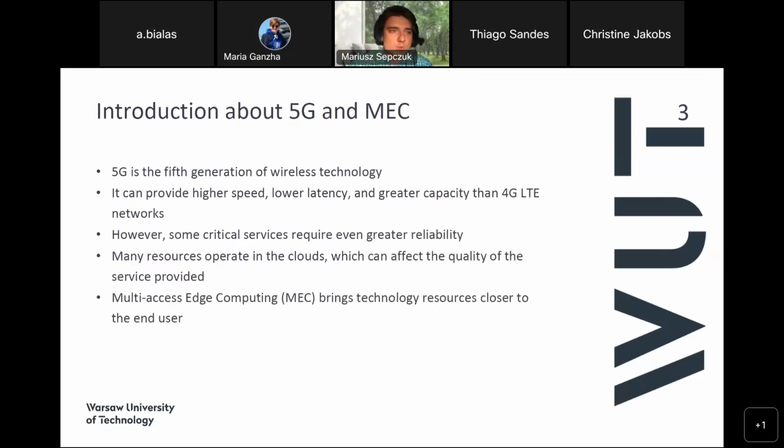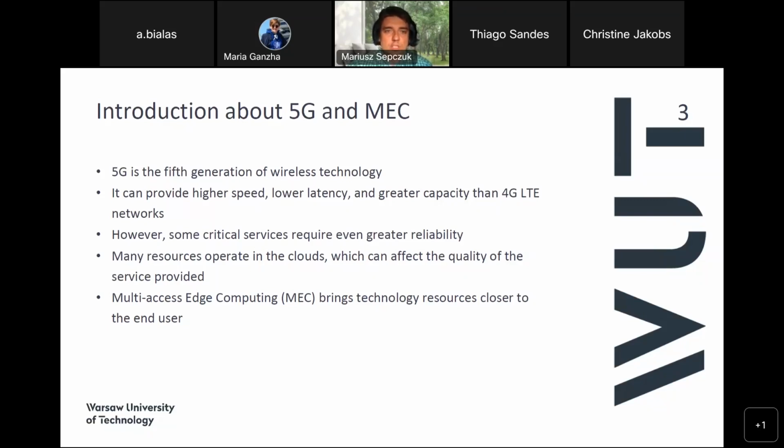Okay, so let's start with the introduction about 5G and MEC. So 5G is the fifth generation of wireless technology, and it is a new global wireless standard after 1G, 2G, 3G, and 4G networks. This 5G enables a new kind of network that is designed to connect everyone and everything together, including objects, machines, devices, and so on. What is important in the context of 5G is that it can provide high speed, even gigabits per second, low latency, and greater capacity than 4G LTE.